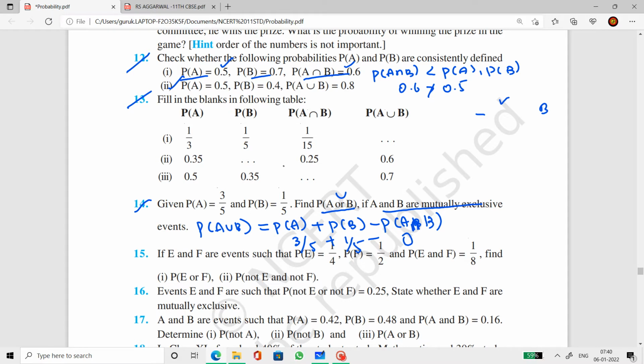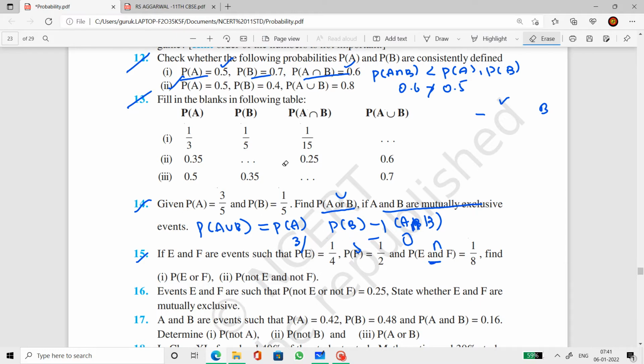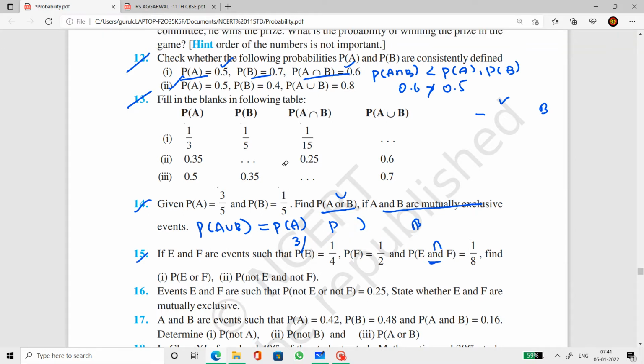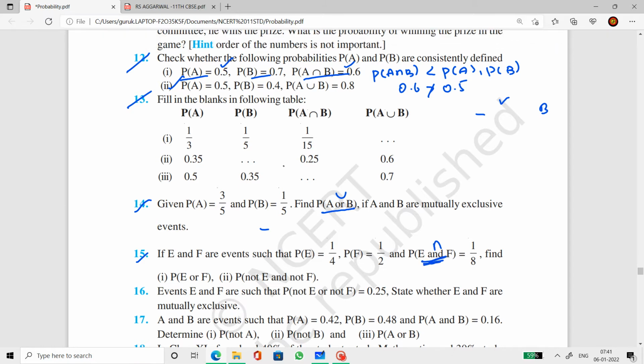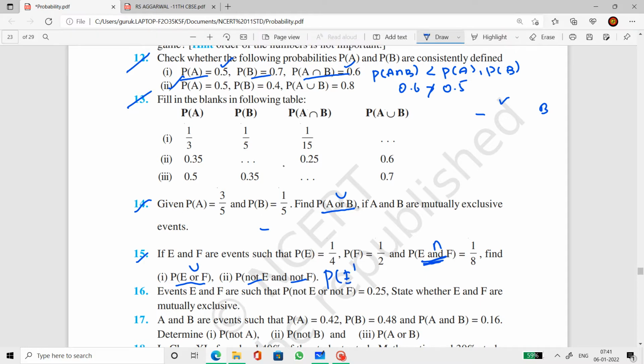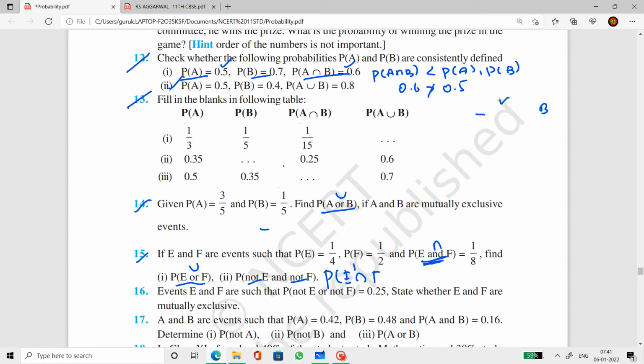Now the 15th question. E and F. What is AND? AND is intersection. So P of E is 1 by 4, P of F is 1 by 2, and P of E intersection F is 1 by 8. They want us to find E or F, or union. You know how to deal with it. Not E and not F. Not E means P of E complement, and means intersection. Not F means F complement.